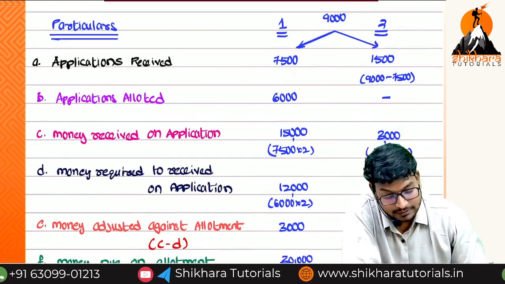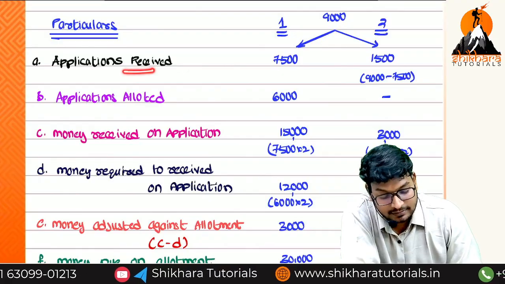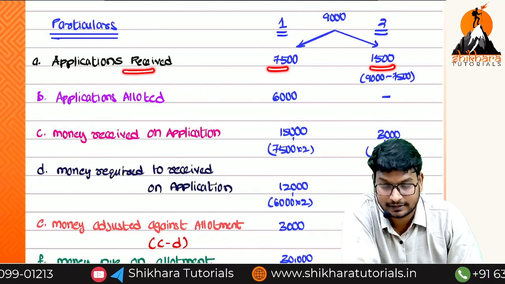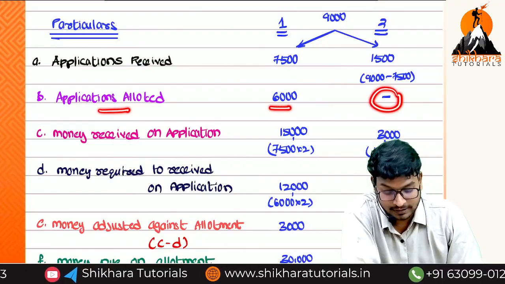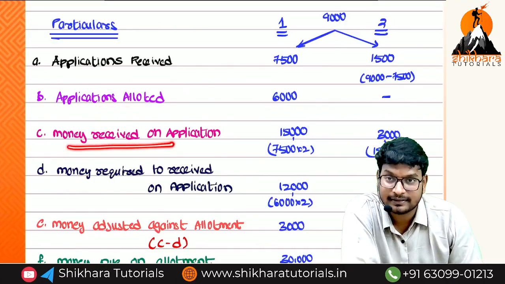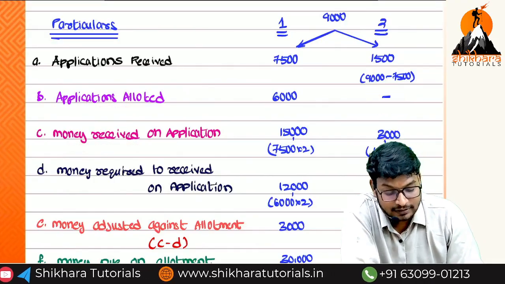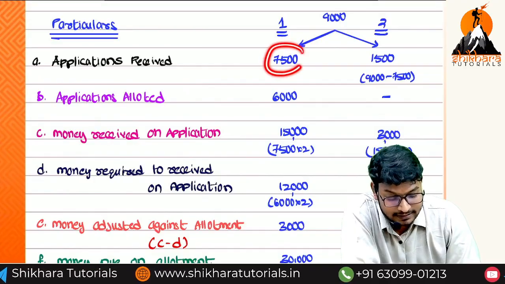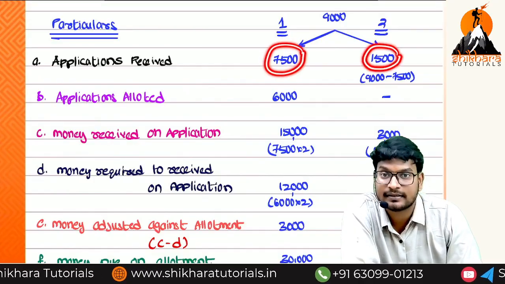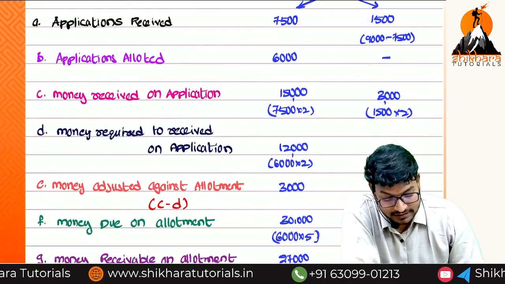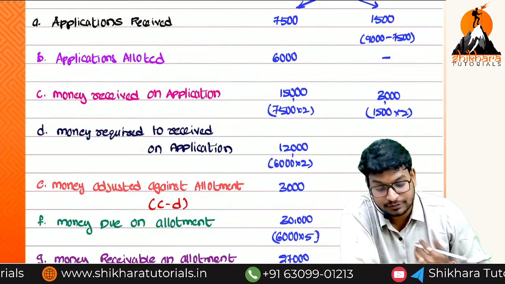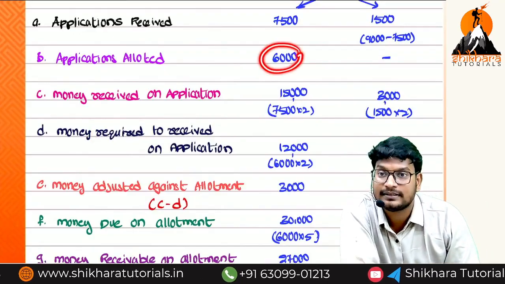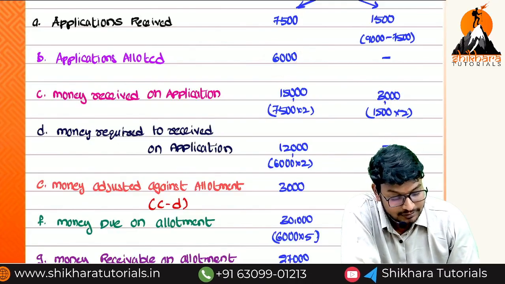So how many shares you have received means 7,500 and 1,500. How many shares allotted means here 6,000. Nothing we have allotted here. And next, coming to the application money received. Actual application money we will receive on how many shares? 7,500. Here on how many shares? 1,500. How much application money is required to receive? So actually how much amount we have to receive means on applications of how many? On 6,000 only. So 6,000 into 2, that is equal to how much?